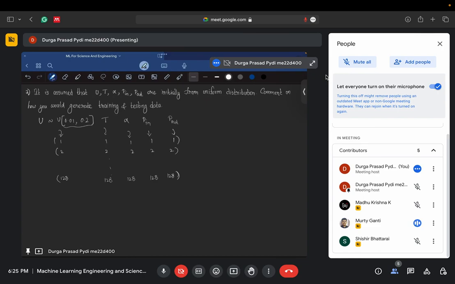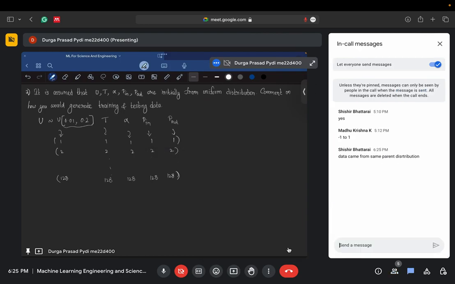I think data is homogeneous. Data is homogeneous. Maybe you can elaborate a little. So what happens if data is homogeneous? So is it good or bad? Data came from the same parent distribution.